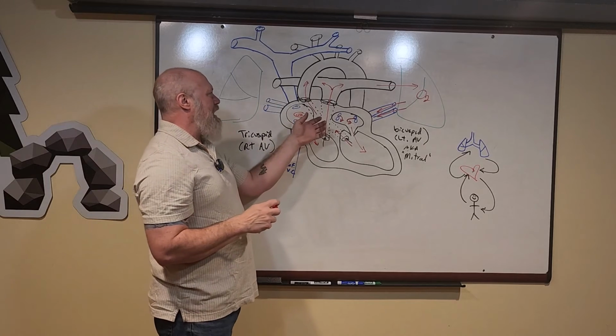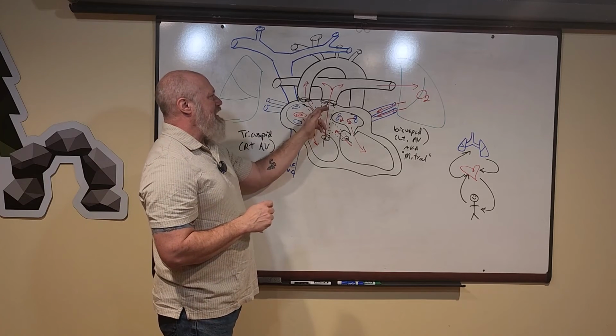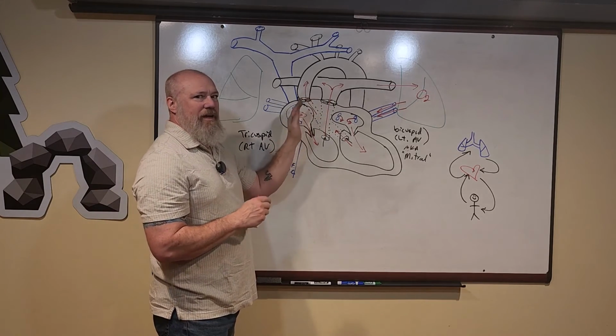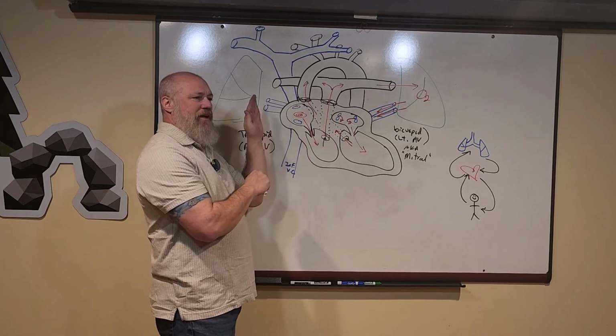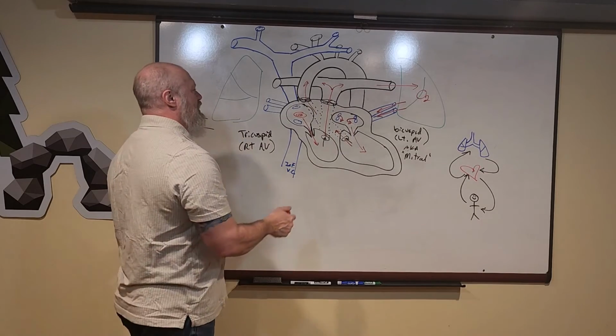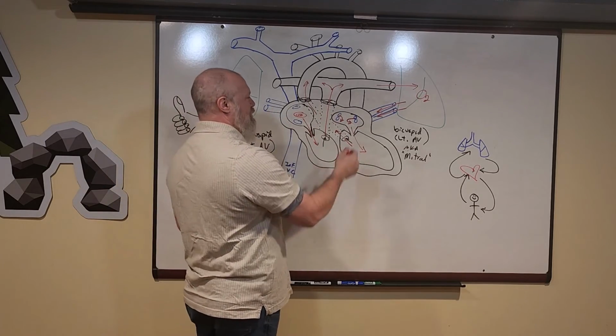Real quick point, anatomically, like physically, the right semilunar valve is slightly left of the left semilunar valve, but don't think about that too much. Just think left and right with systemic and pulmonary.